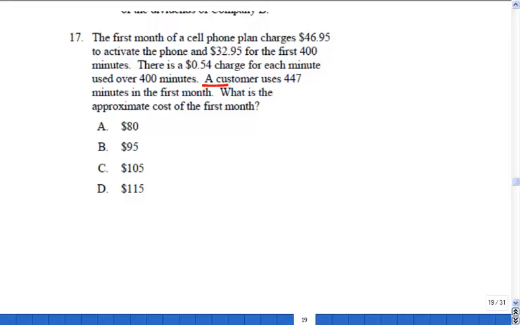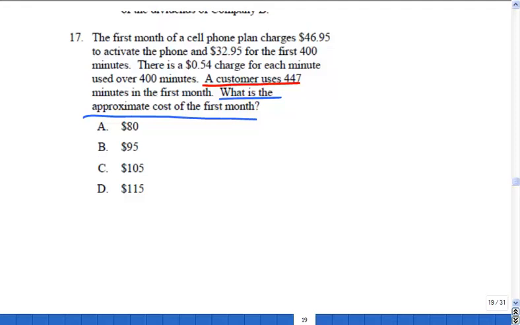A customer, which could be you, uses 447 minutes in the first month. And now the question is, what is the approximate cost of the first month? So you don't have to find exactly the cost. You have to approximate it and round it up to dollars, right? Because your options here are 80, 95, 105, and 150.